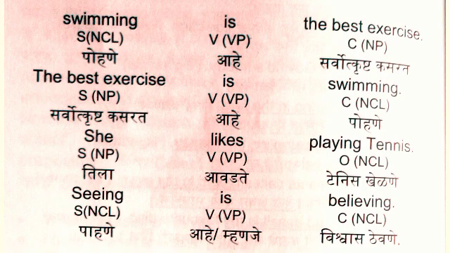Now look at the last sentence: seeing is believing. In the sentence, seeing is the subject. It is a non-finite present participle noun clause. Is is the verb, and believing is the complement, and it is again a nominal non-finite present participle clause because it is introduced with the help of a present participle, that is believing.